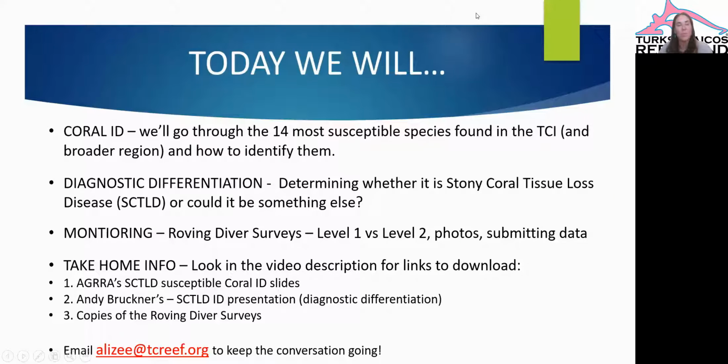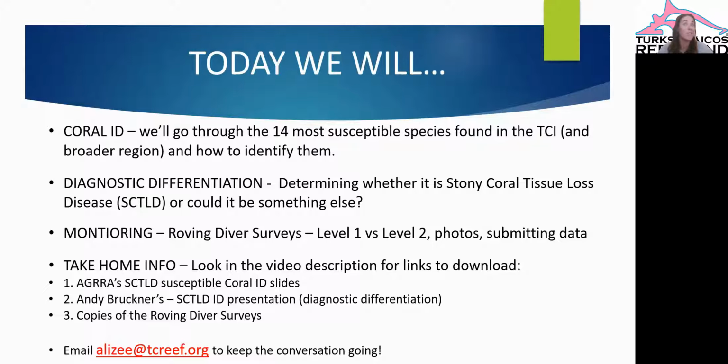Okay, so throughout this training program, we are going to go through 3 specific sections. The first section is all about coral identification, the 14 most susceptible species found here in the Turks and Caicos and the broader region, and how to identify them, little hints and tricks, as well as differentiating features. Our second section will be all about diagnostic differentiation, determining whether it is in fact stony coral tissue loss disease that you're observing, or could it perhaps be something else. And then our third section will be about the monitoring efforts that are currently being done.